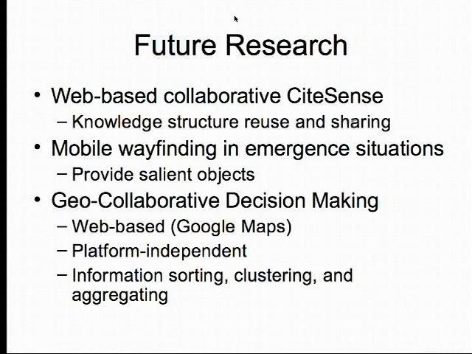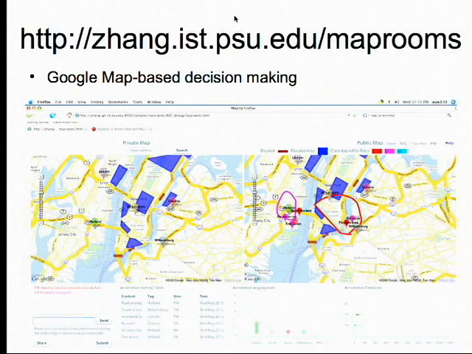Another project I'm working on right now is the geo-collaborative decision-making project. It's a web-based decision-making system which is platform independent. So this URL can be used to check this project. As you can see right now, we have two Google Maps, one a private map, another a public map. People from different locations can collaborate on decision making.